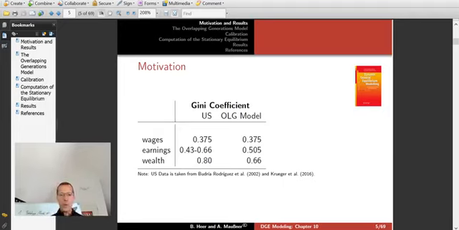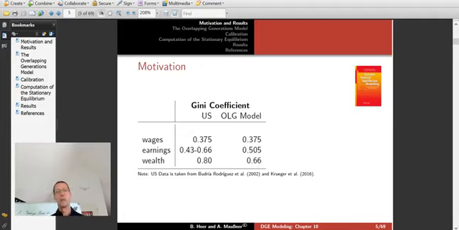Not only the earnings distribution here is endogenous in our model, but also the wealth distribution. And I've already introduced you to the different motives for savings. And in our model, we get a Gini coefficient of 0.66. So in our overlapping generations model, well, the Gini coefficient of wealth is almost twice as high as the Gini coefficient in wages and much higher than the Gini coefficient in earnings.